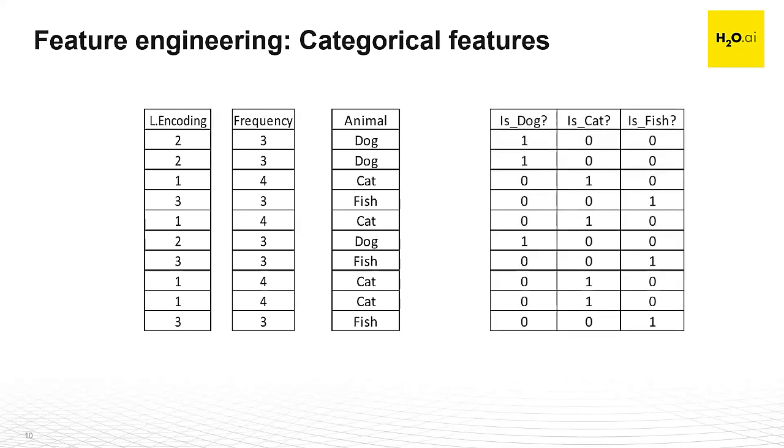For example, we can then go on and create what we call one-hot encoding or dummy coding, which essentially means we take the unique categories and we create binary features. For example, is it a dog, 1 or 0? Is it a cat, 1 or 0? Is it a fish? And so forth.